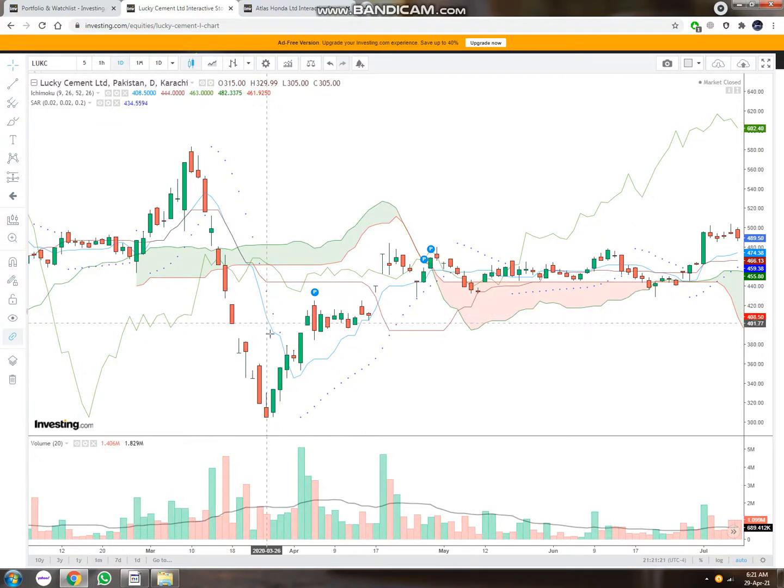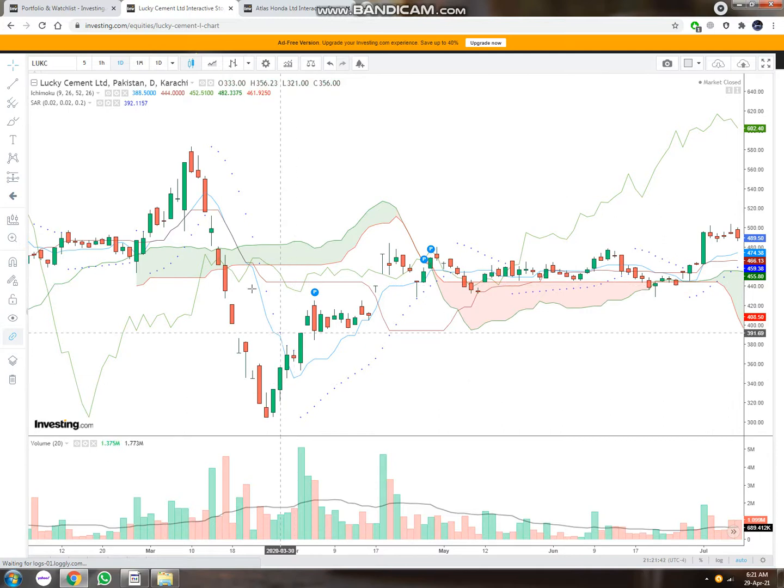Now you can see this dot. This is the fastest moving. This is known as the Kijun Sen, the Tenkan Sen, and the Chikou Sen. This is known as the Kumo cloud. Just normally say the cloud.